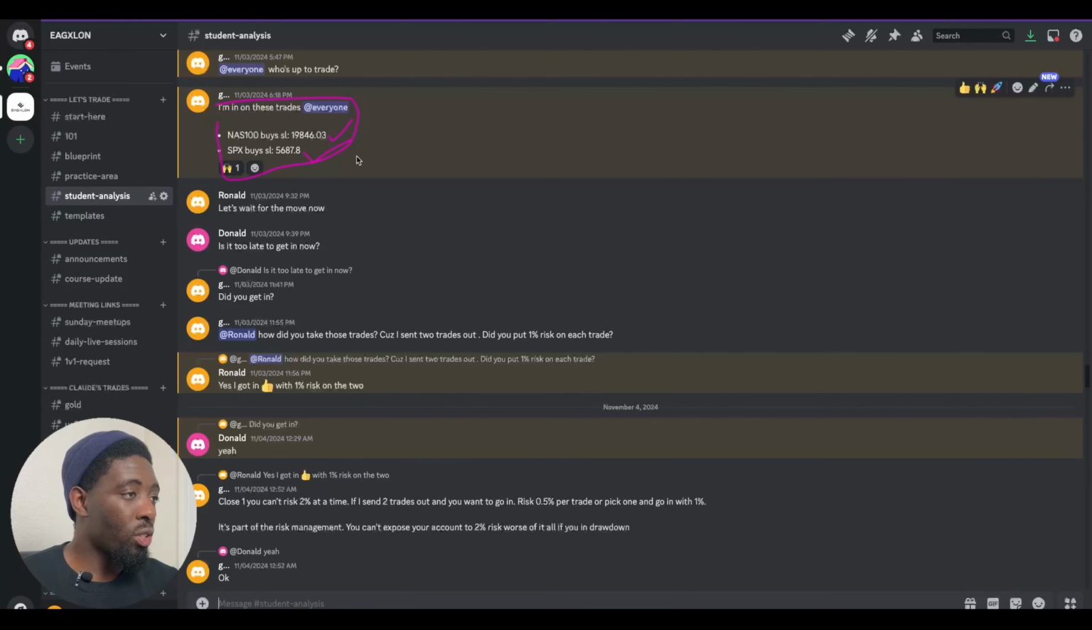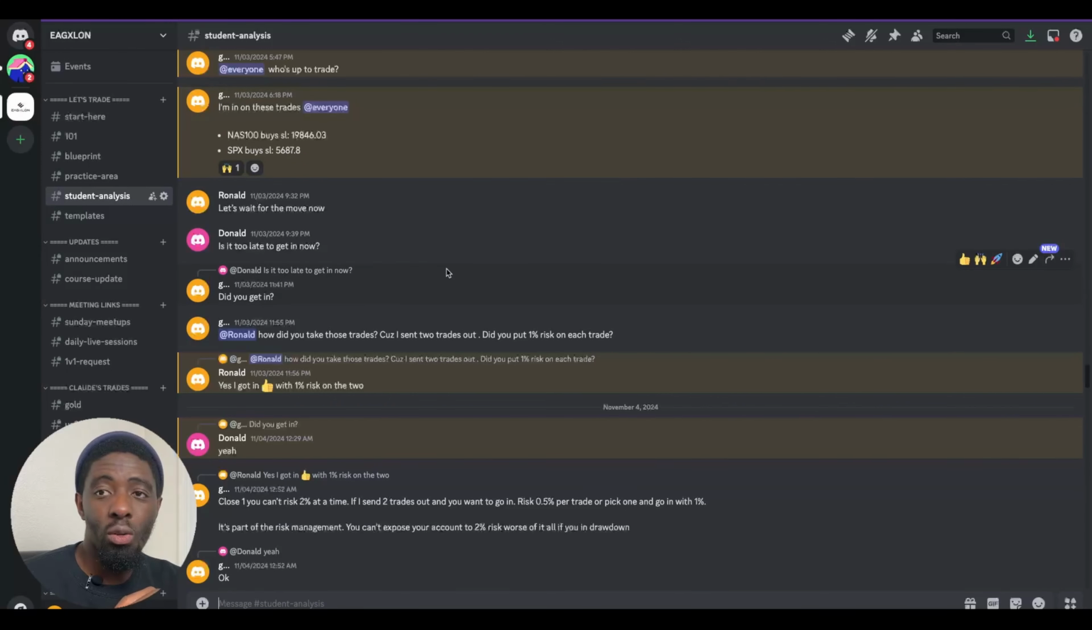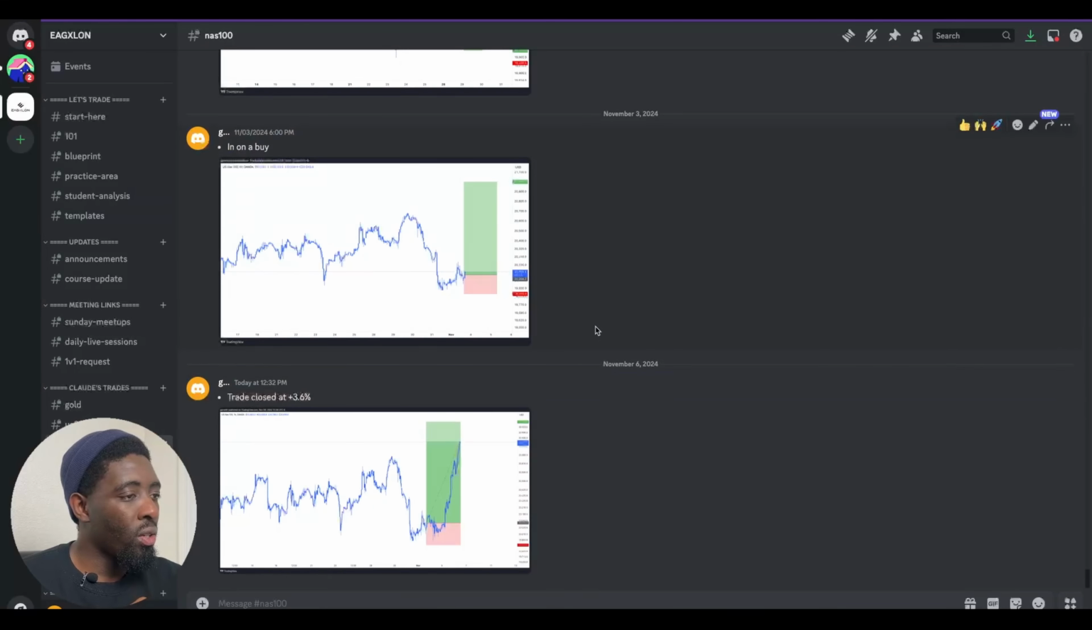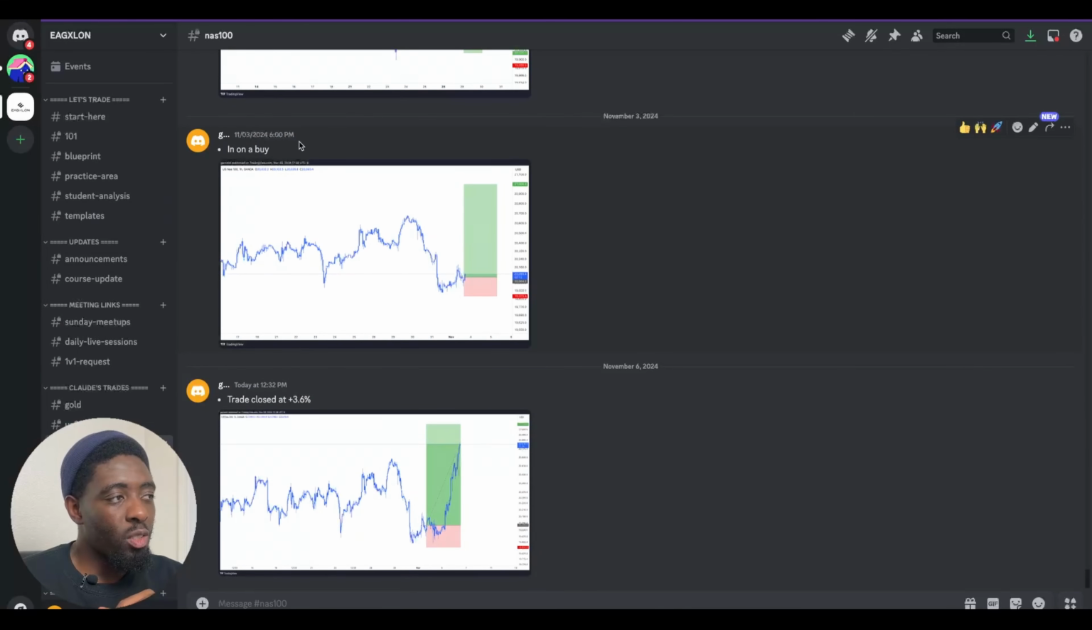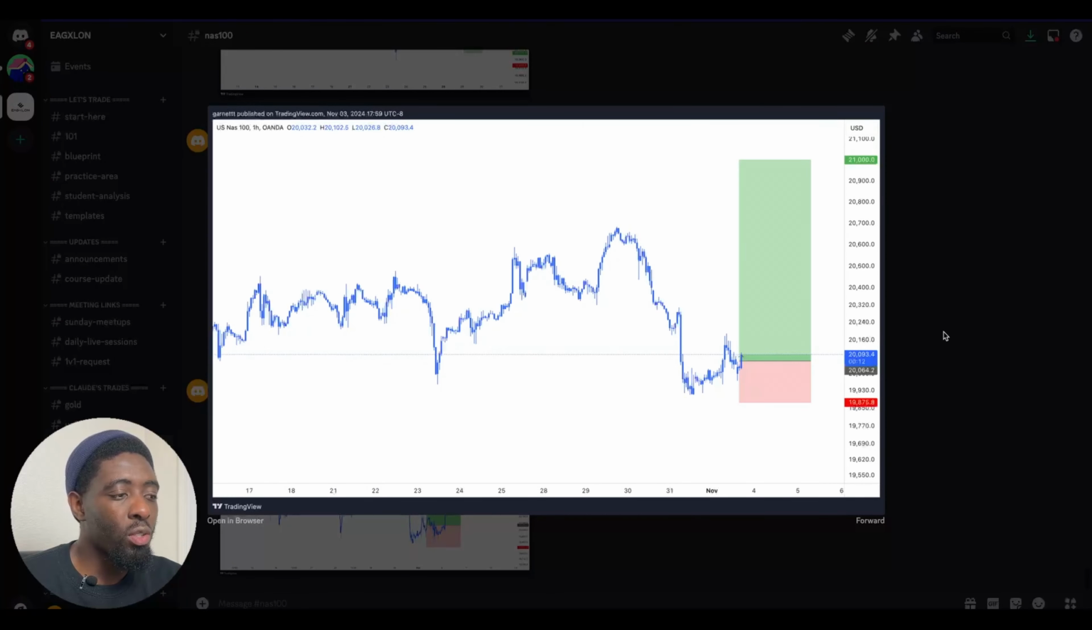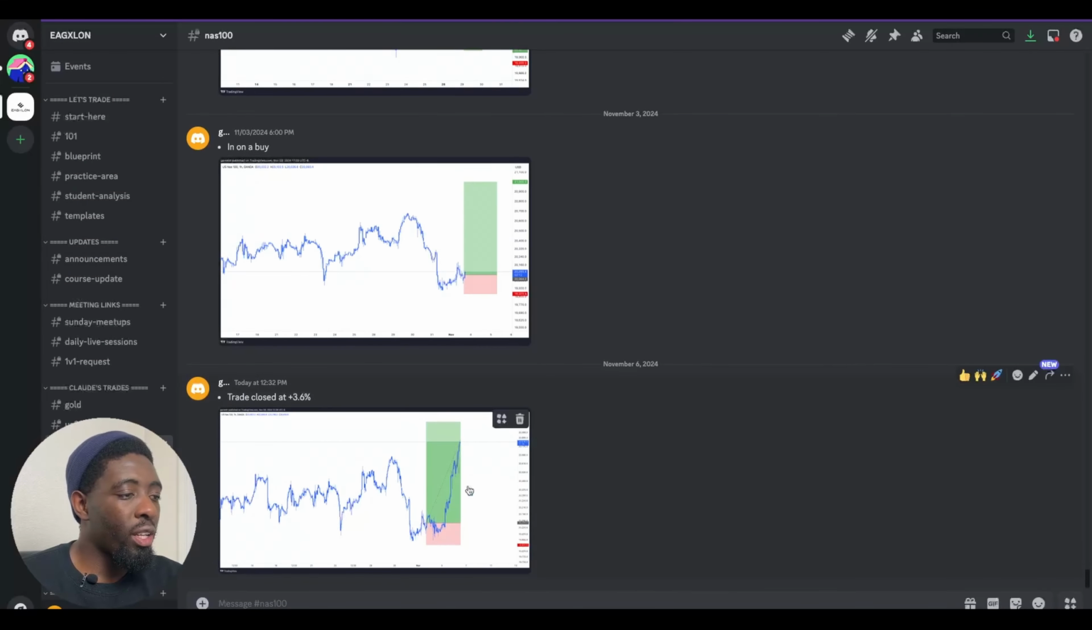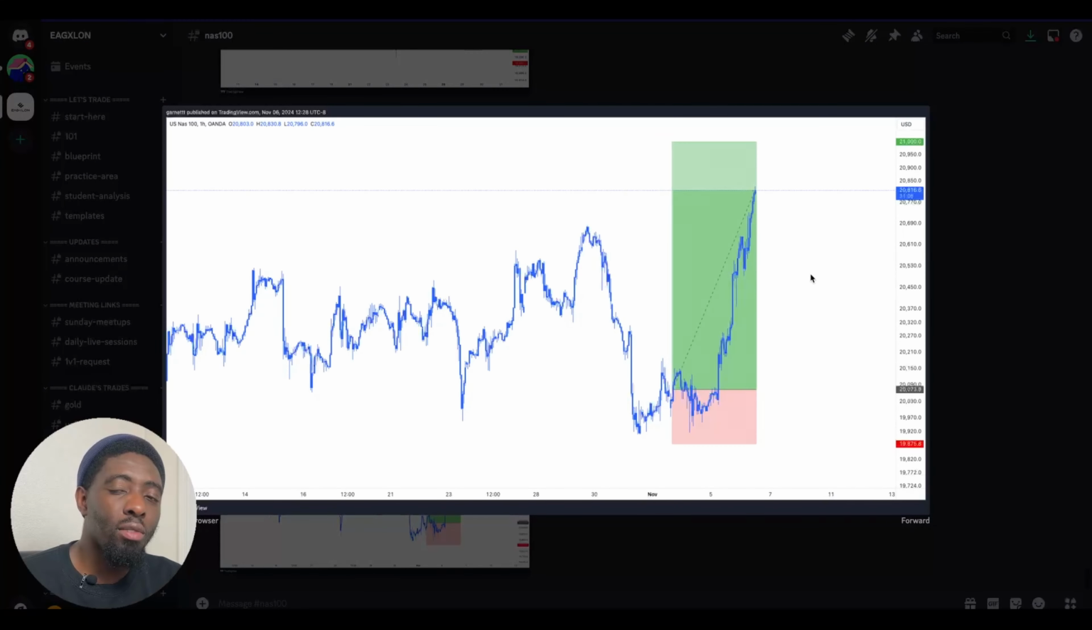So if you look at the trade call, I'm going to show you the trades right here. So this is it right here. So around 6 p.m. the same time, November 3rd, I went in on the buys for NAS 100. And if you look currently, this is what we have on NAS 100 right now. So I made plus 3.6% on this move.